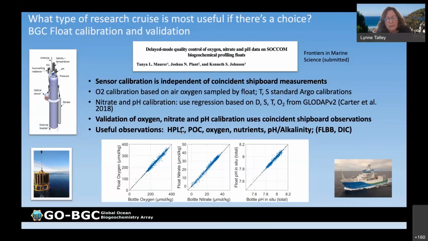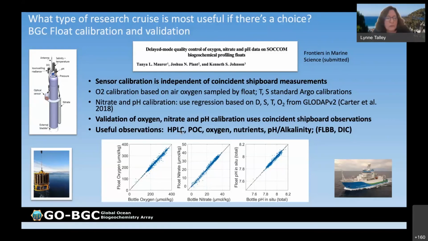And the bottom scatter plots show bottle oxygen, bottle nitrate, bottle pH versus float measurements. We can only measure from a ship for close to the first profile. We can try really hard to be close to a float, a year or two into its lifetime, but we're not ever guaranteed that. So that's why the calibration has to be independent of shipboard measurements. But this coincident profile really helps with knowing how well we're doing.